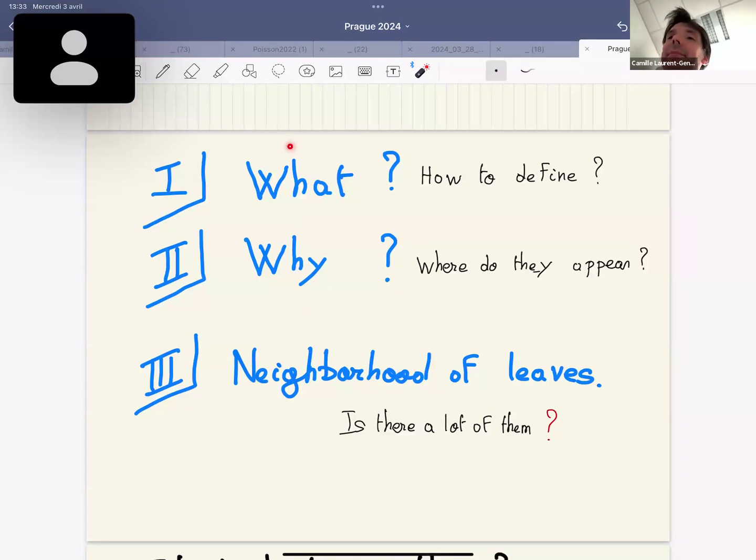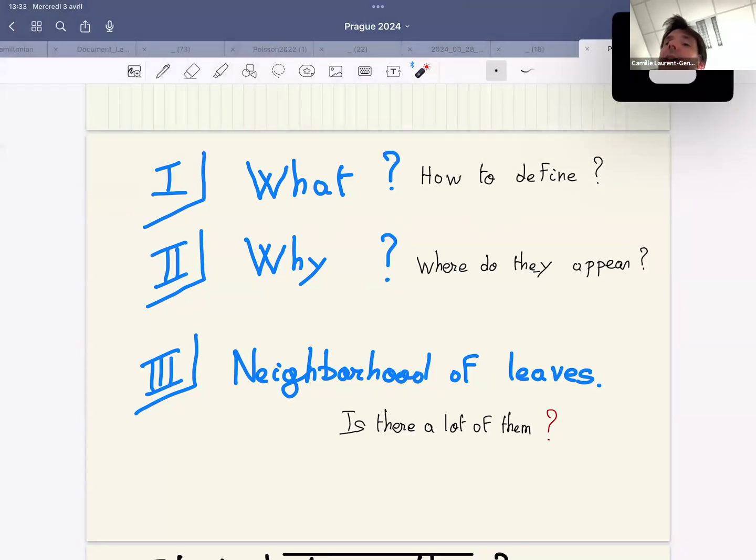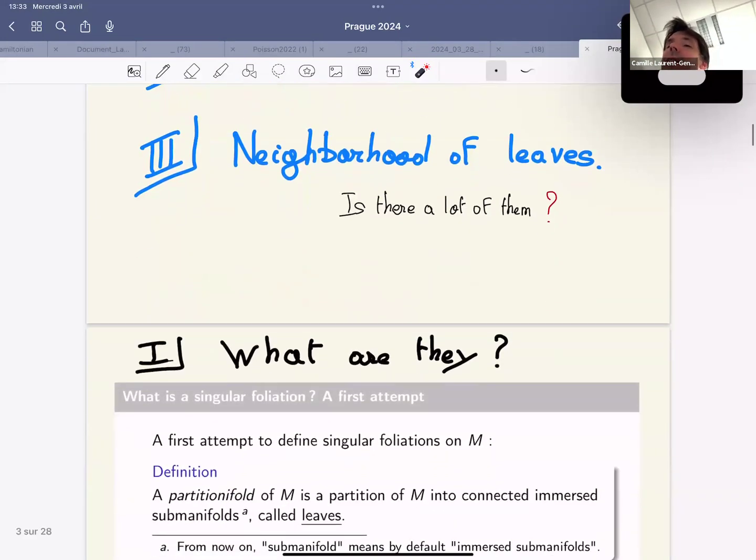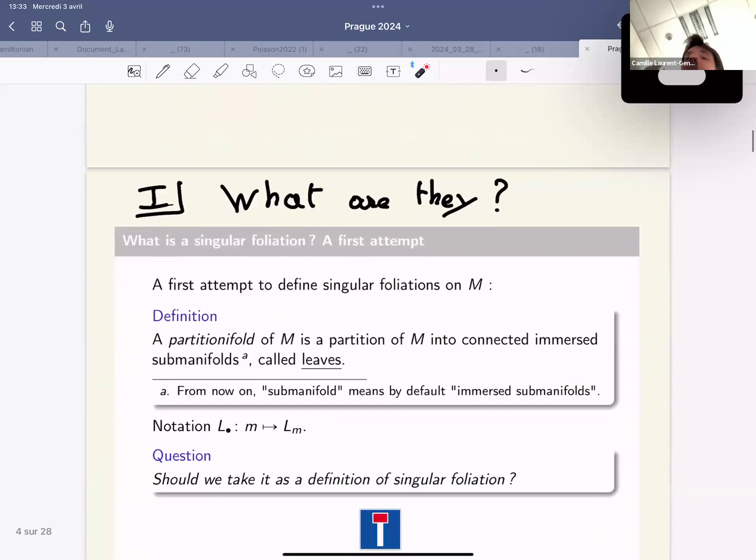So I would start by explaining our opinion on what a singular foliation has to be. Because one of the problems of the area is that somehow there are too many definitions around. Then, very briefly, in 5 minutes, I will explain why it's interesting to study them. And then I will explain the problem of the neighborhood of leaves.